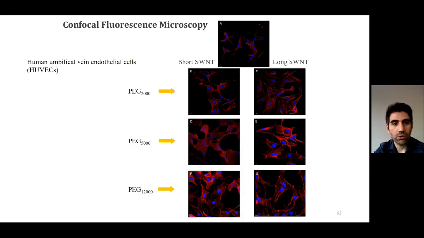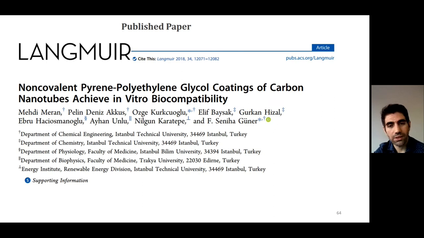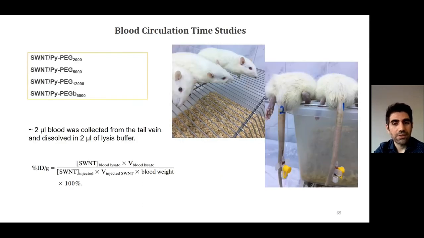Here, the result for confocal fluorescence microscopy showed the same result, consistent with the results of cytotoxicity. And this is the paper that we published so far. And as I said before, we start with short carbon nanotubes, not long carbon nanotubes. Short carbon nanotubes that are coated with polyethylene glycol for in vivo studies.